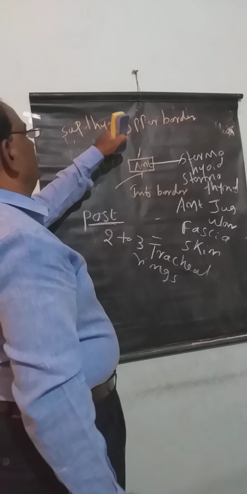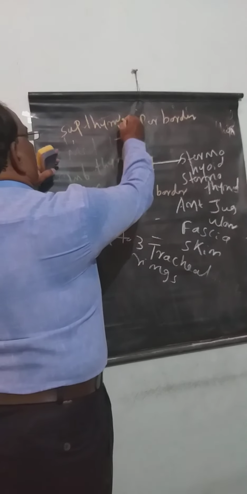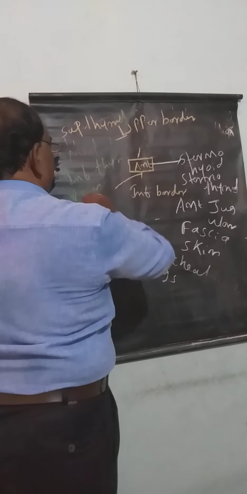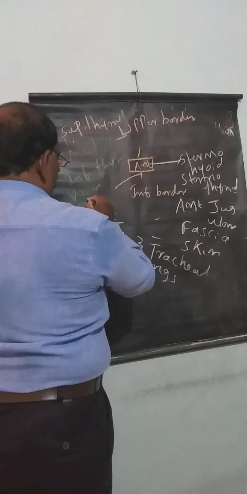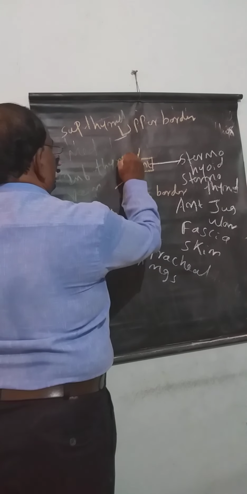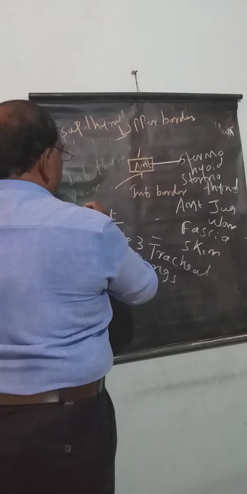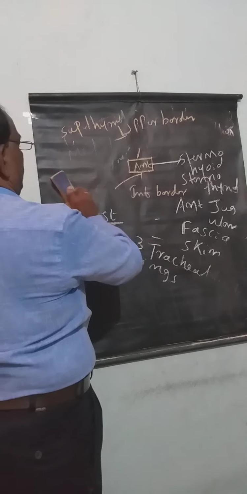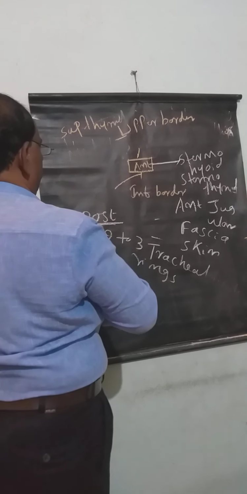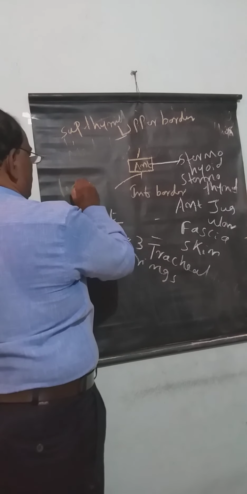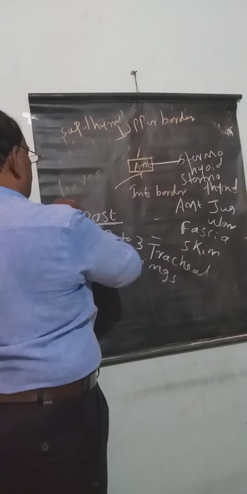The upper border has the superior thyroid artery. The inferior border has the inferior thyroid vein. The inferior thyroid vein leaves the gland.